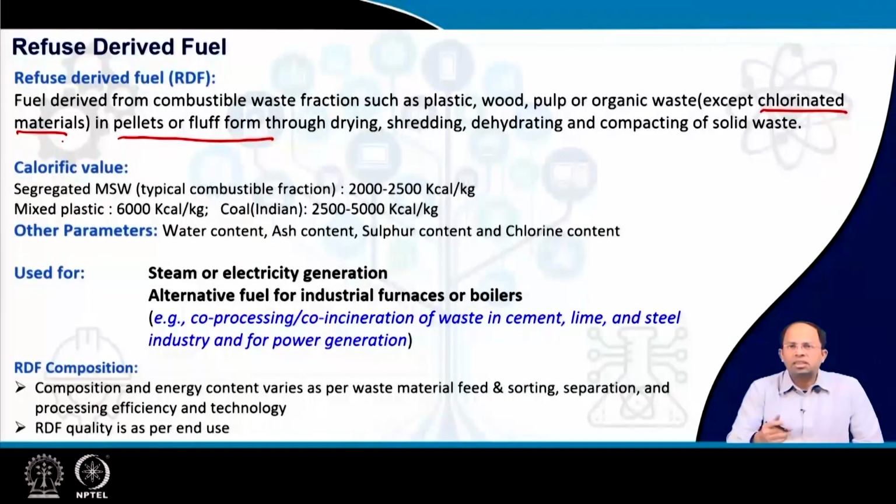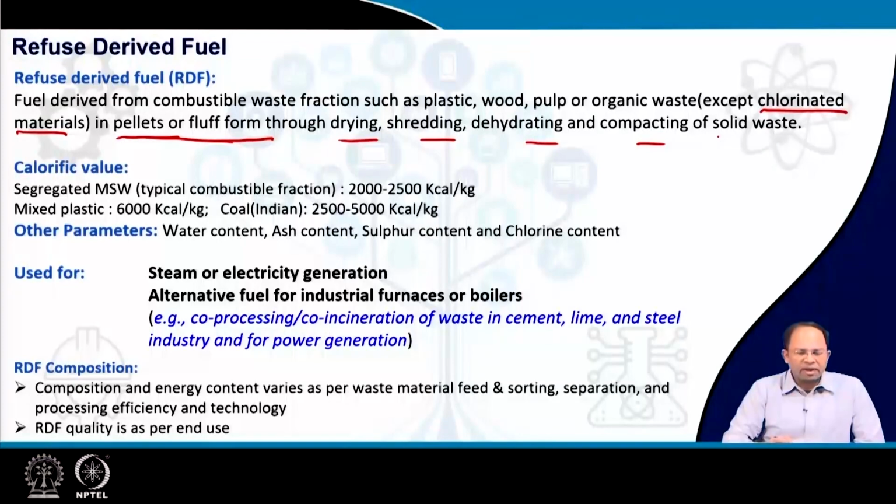We cannot use the waste directly, we have to process it. That is where we have to convert it either into pellets form or in fluff form. Pellets are particle form and fluffs are more in 2D form. So pellets is 3D, whereas fluff is in 2D format. And this is achieved by drying, shredding, dehydrating, and compacting of solid waste.